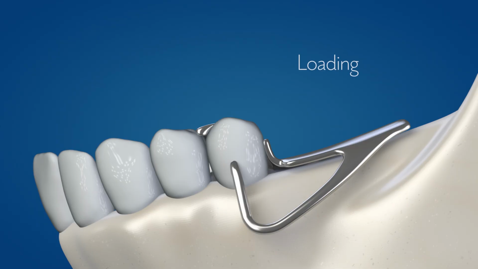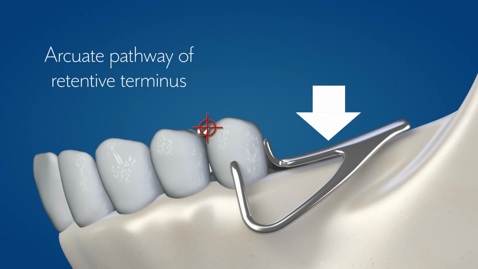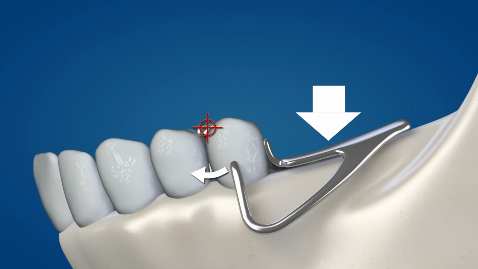When the extension base is loaded in a properly executed I-bar or RPI assembly, a center of rotation is established at the interface between the mesial rest and the associated rest seat. This center of rotation dictates an arcuate pathway for clasp components, and the retentive terminus travels slightly downward and forward as a result. This downward and forward movement allows the retentive terminus to disengage from the abutment. We know from experiments that this prevents application of force by the clasp terminus, yet we will still observe a slight mesial force due to loading in the mesial occlusal fossa.